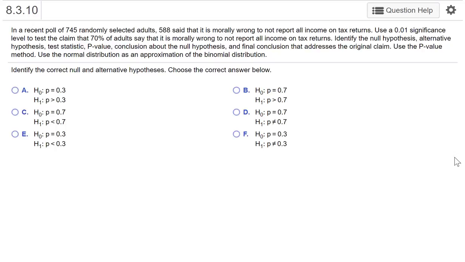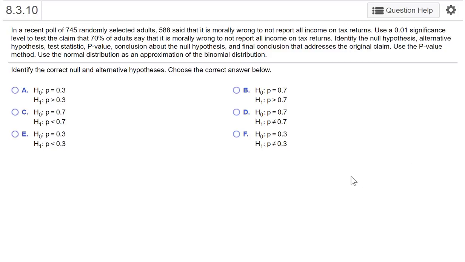In a recent poll of 745 randomly selected adults, 588 said it is morally wrong to not report all income on tax returns. Use a 0.01 significance level to test the claim that 70% of adults say that it is morally wrong to not report all income on tax returns. Identify the null hypothesis, alternative hypothesis, test statistic, p-value, conclusion about the null hypothesis, and final conclusion that addresses the original claim. Use the p-value method. Use normal distribution as an approximation of the binomial.